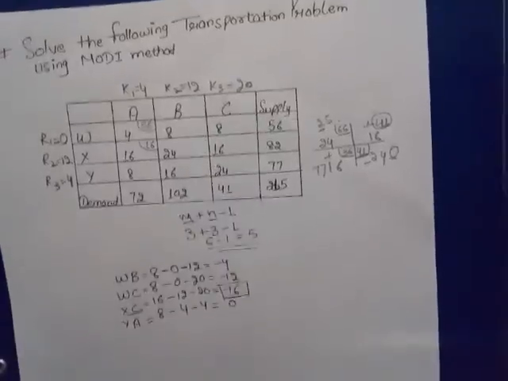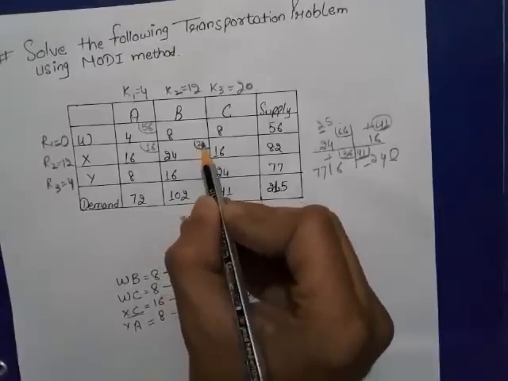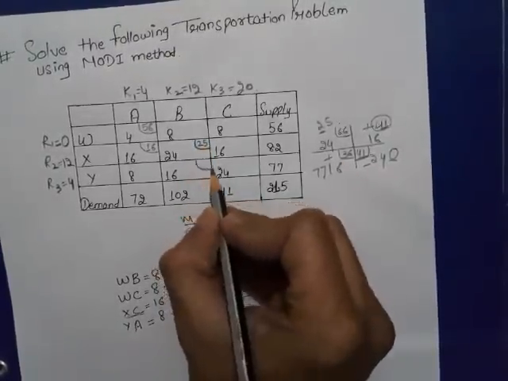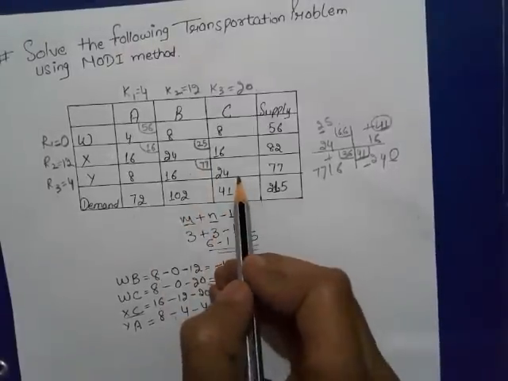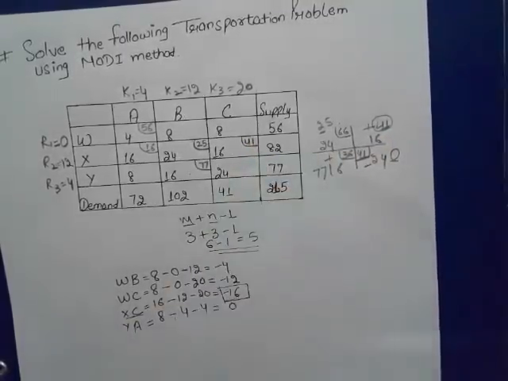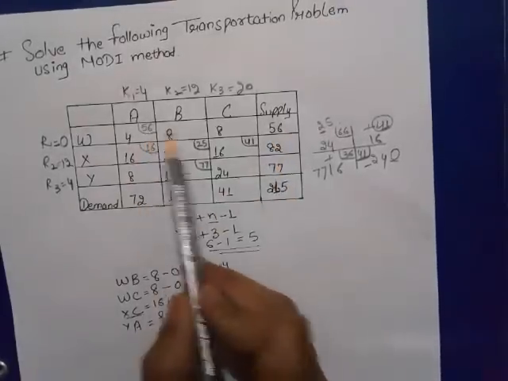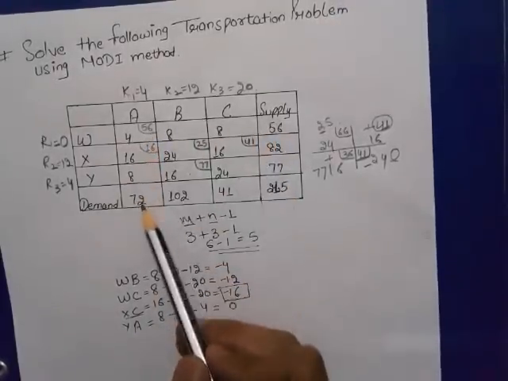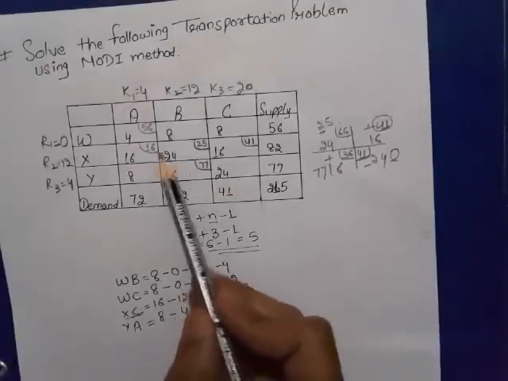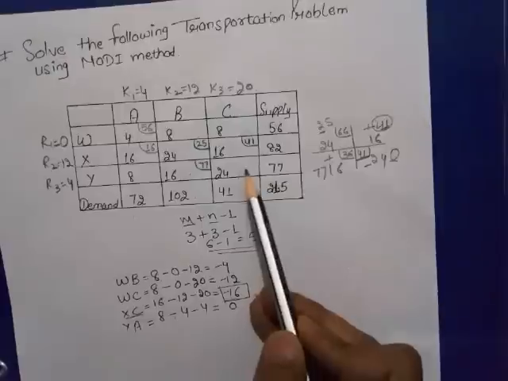Let's do it. So here 25, 77, unoccupied, 41. The supply and demand will remain same. 56 plus 16, 72. 25 plus 77, 102. 16 plus 25 plus 41, 82. 77, 77. Unoccupied cell.